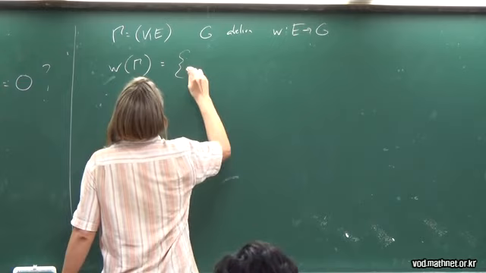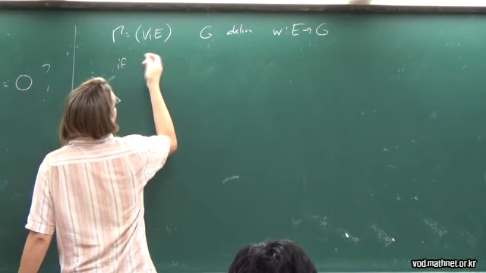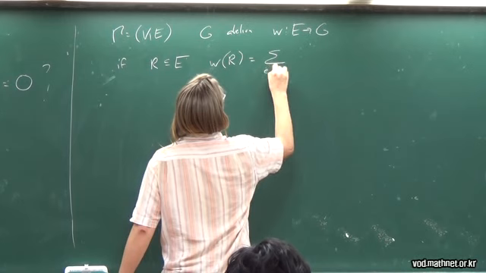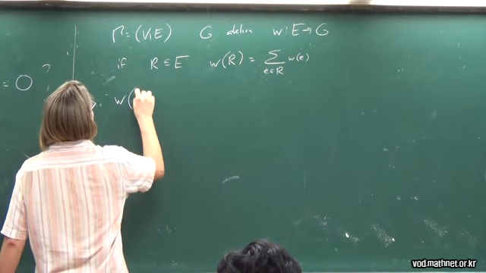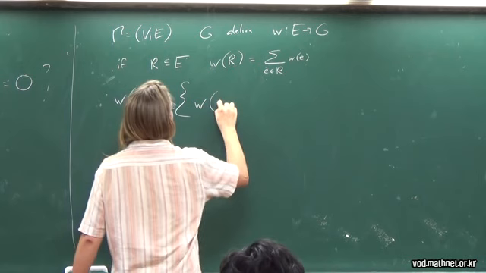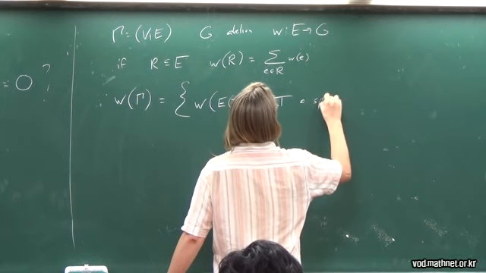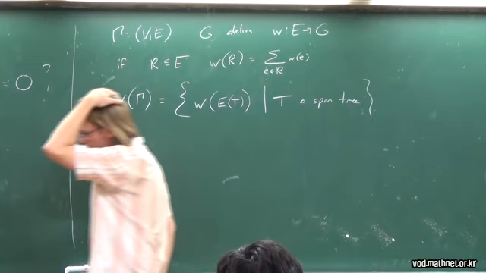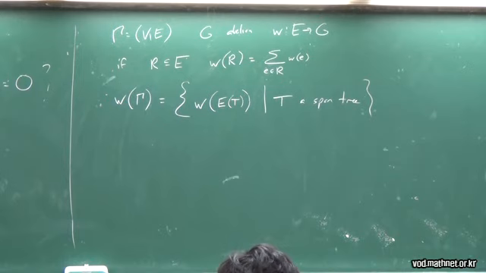Let me say, if I give you any subset of edges, R subset of E, let's declare the weight of R to be the sum. And I'm going to declare W of the whole graph gamma to be the set of all weights of edge sets of spanning trees. Okay, so we've got this group-labeled graph, and what I'm interested in is this set of possible weights of spanning trees.